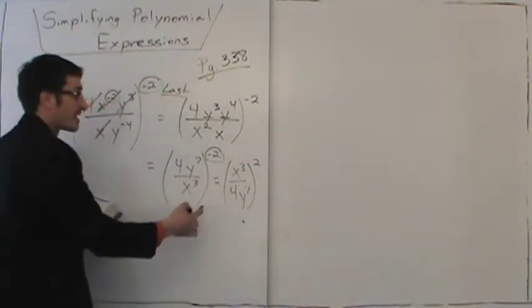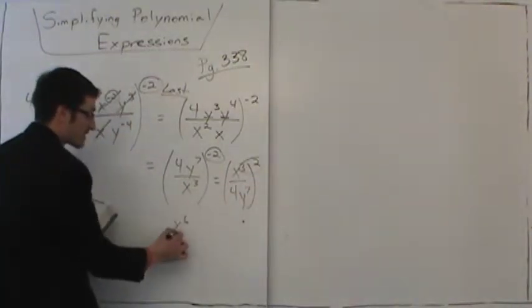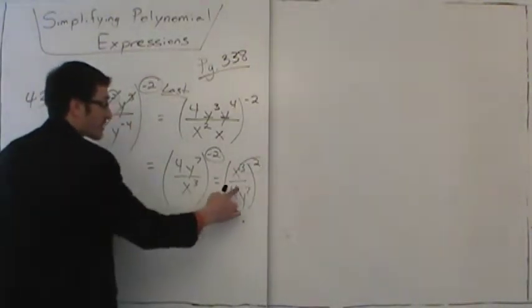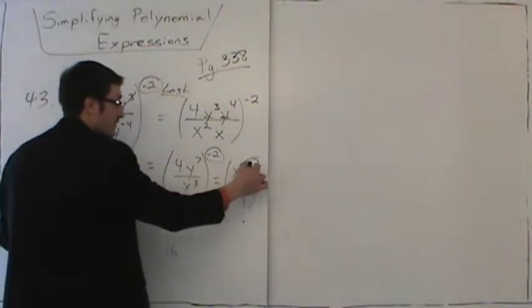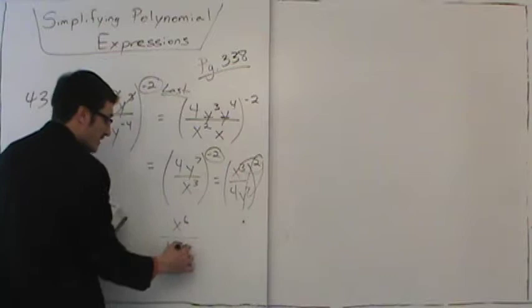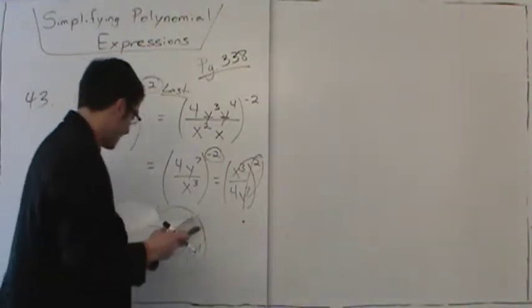square everything inside. If we square x cubed, we multiply the exponents. We get x to the 6th. And we square the 4. Square the 4 is 4 times 4 is 16. Square the y to the 7th. We multiply the exponents. This is y to the what? 14th power, and we are done. Okay?